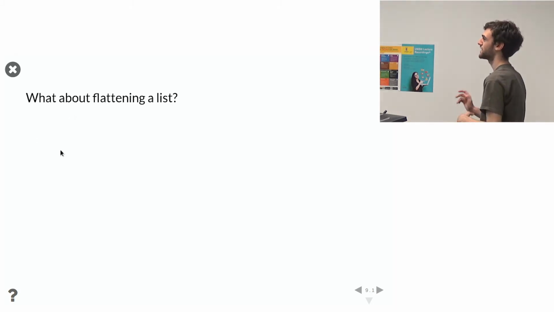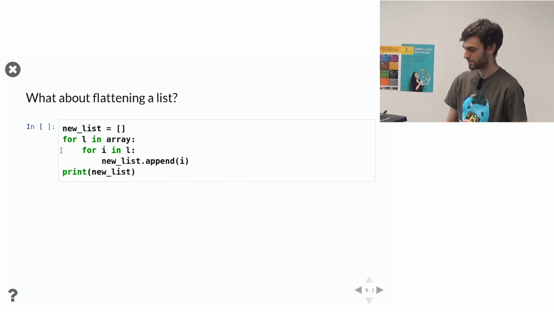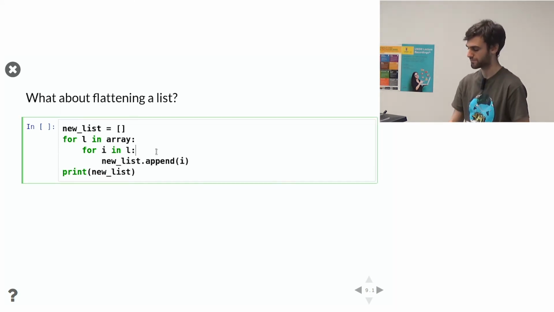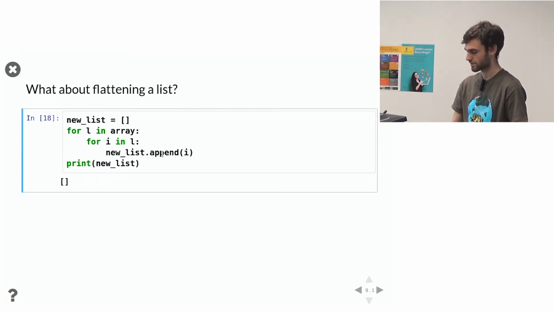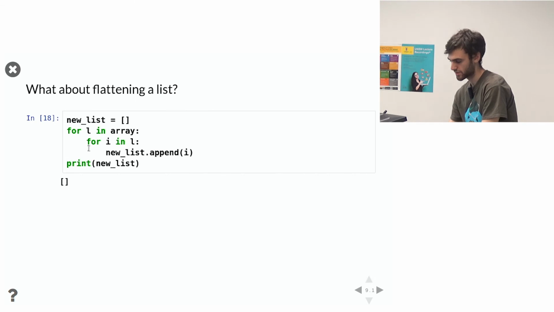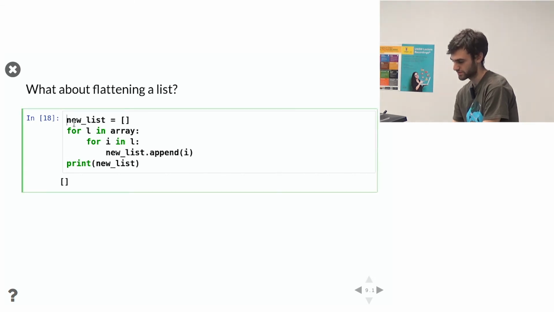Okay, so what about flattening a list? We have an array, and we just want to append every element to that array, right? What happened now? I think our L got redefined. What's the problem with writing Jupyter code? Oh, that's right, because, okay, let's go back.